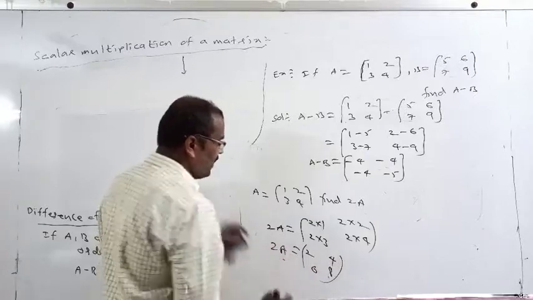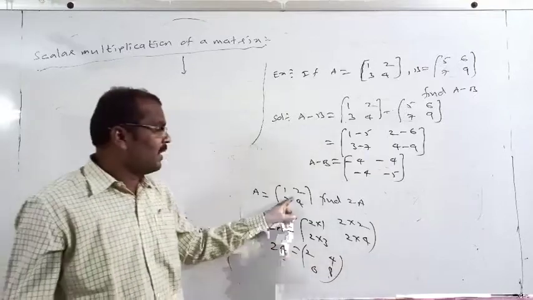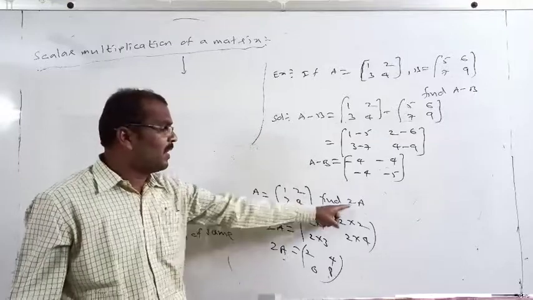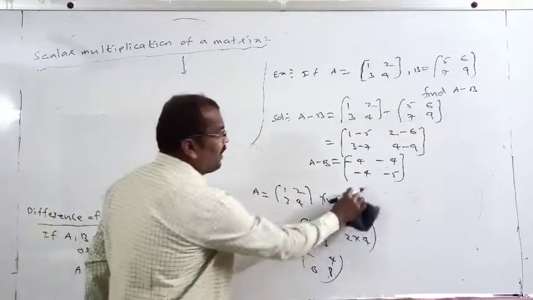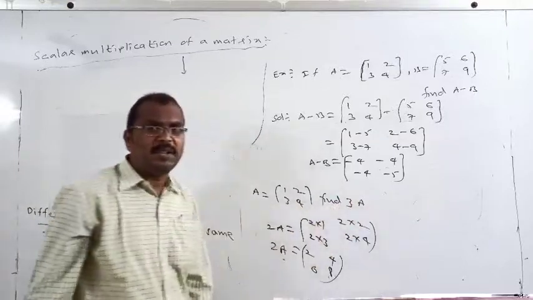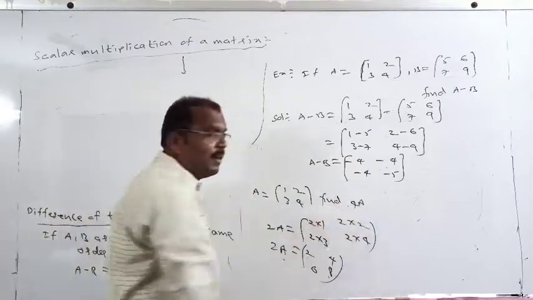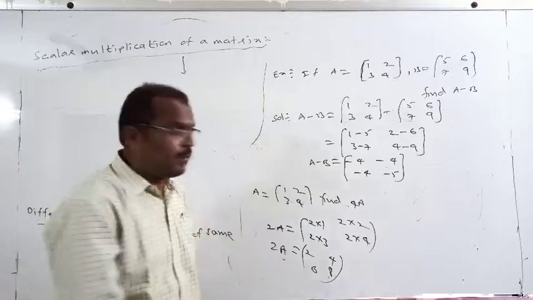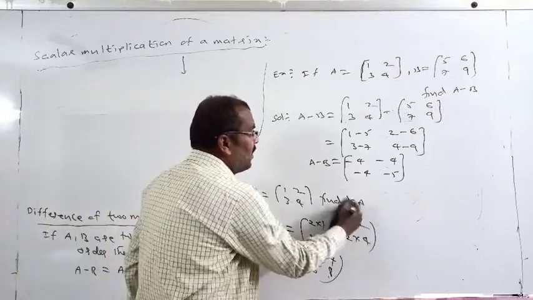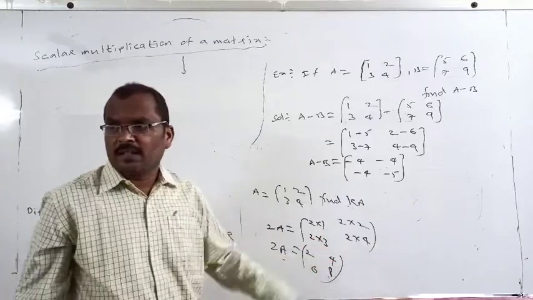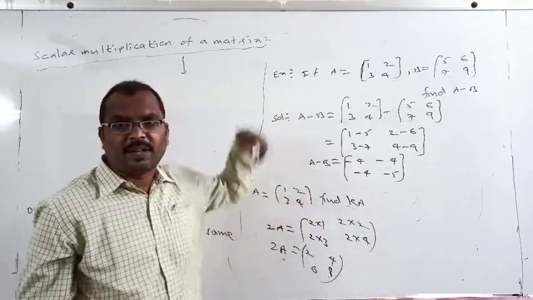So how can you obtain 2A? Each and every element of matrix A is multiplied by 2. If I ask 3A, each element should be multiplied by 3. If I ask 4A, each element should be multiplied by 4. If I ask kA, each element should be multiplied by k. That is the meaning of scalar multiplication of a matrix.